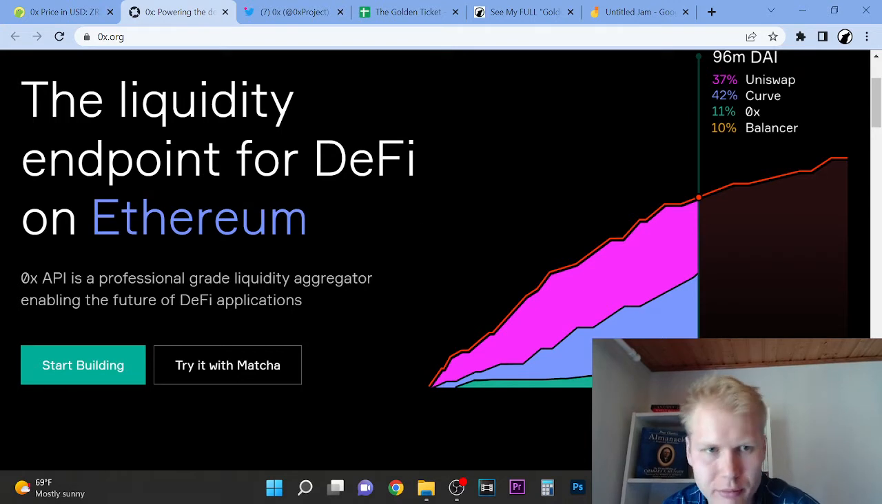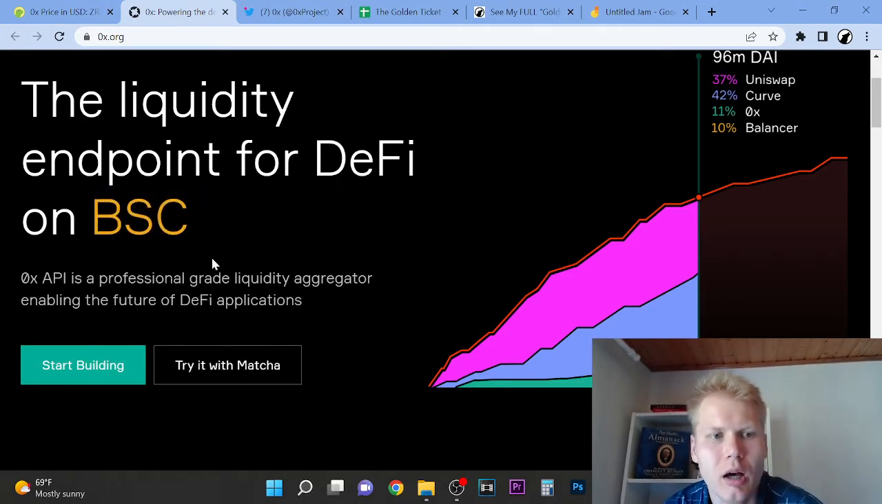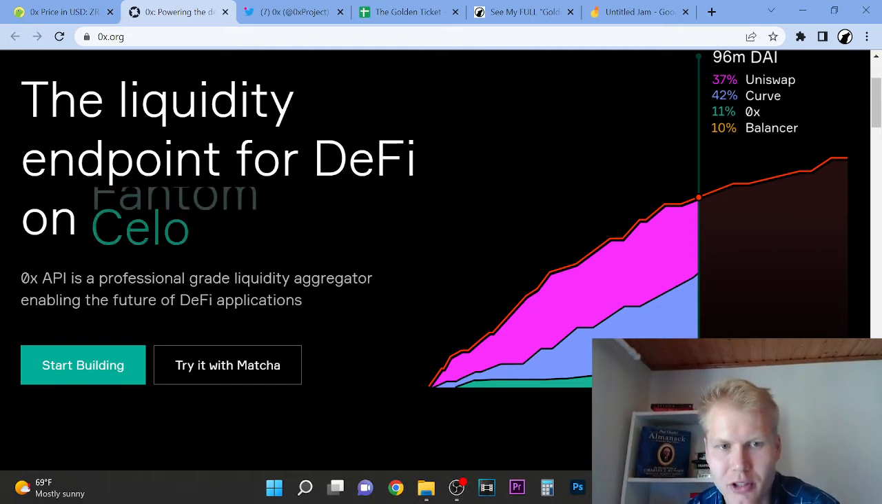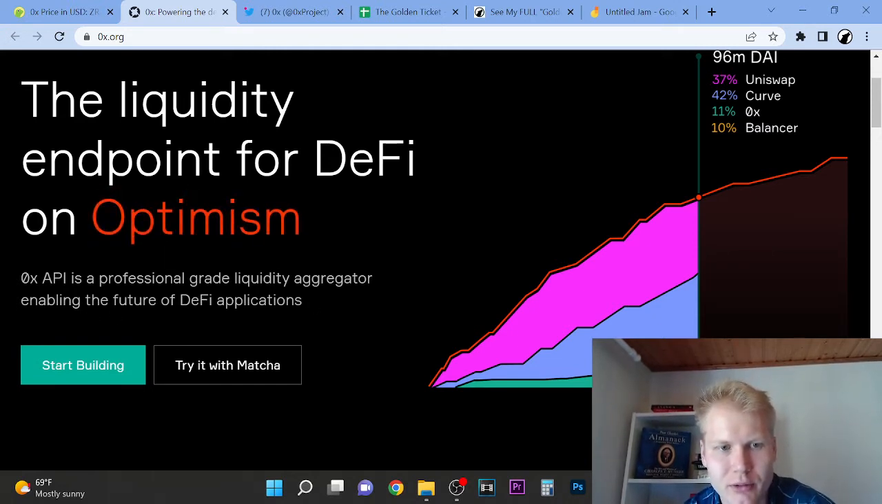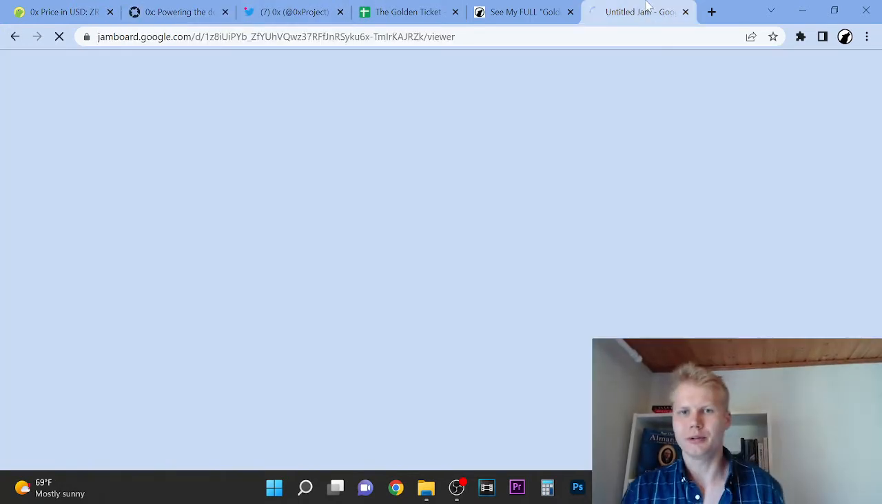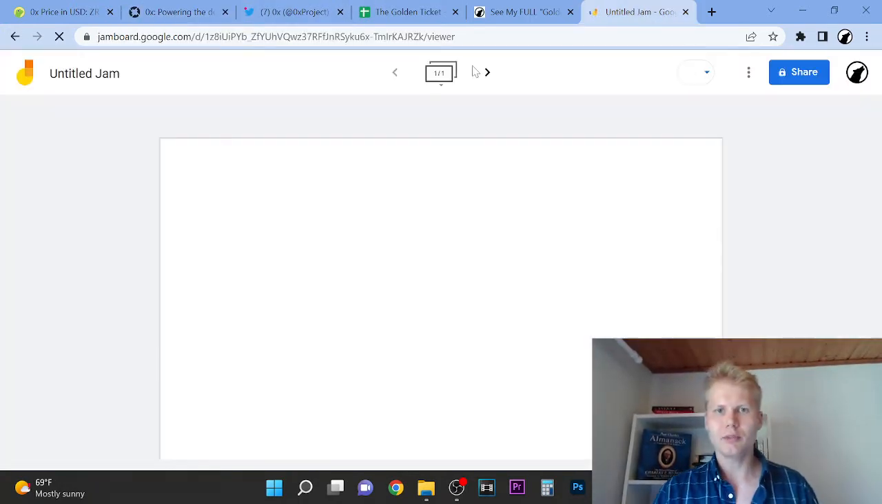Then there's the Ethereum scaling solutions: Optimism, Polygon, Binance Smart Chain, Celo, Avalanche. Okay, so ZRX API is a professional grade liquidity aggregator enabling the future of DeFi applications. So what they're basically doing is, let me show you here.